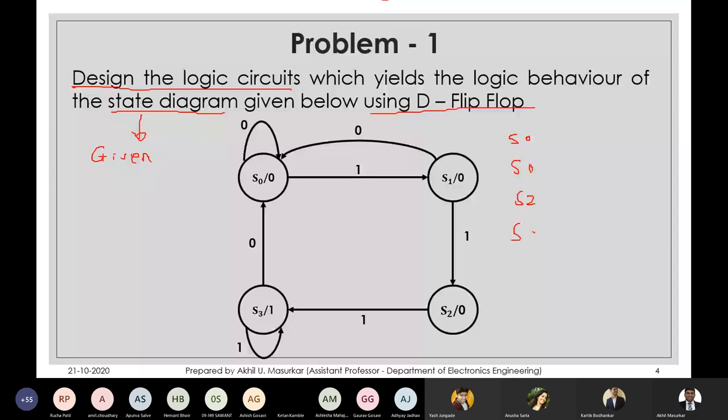Now, I want to do some binary assignment to these states. How many bits will I require to do the binary assignment? Two bits. So, what will be the binary assignment for S0?